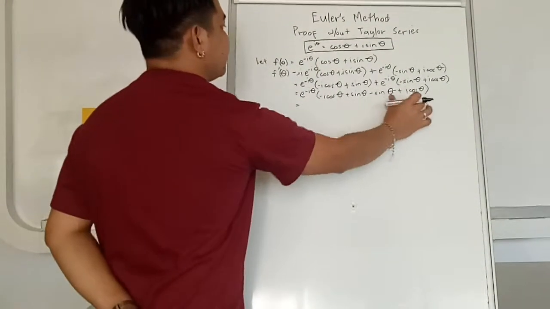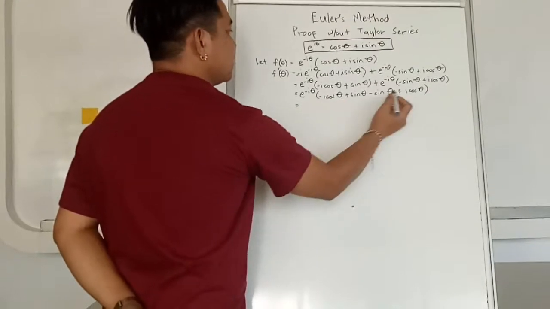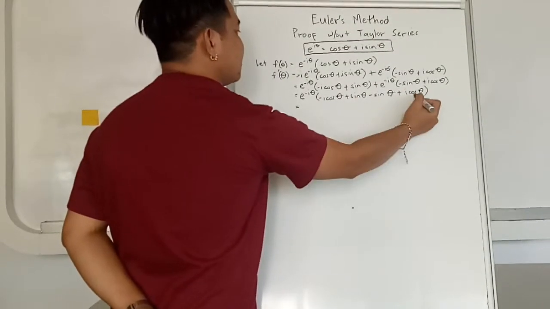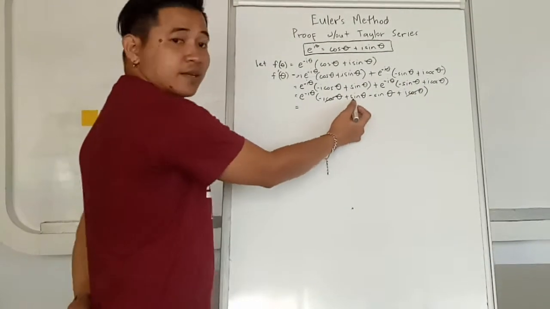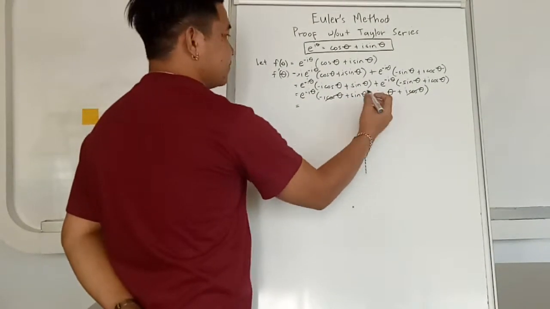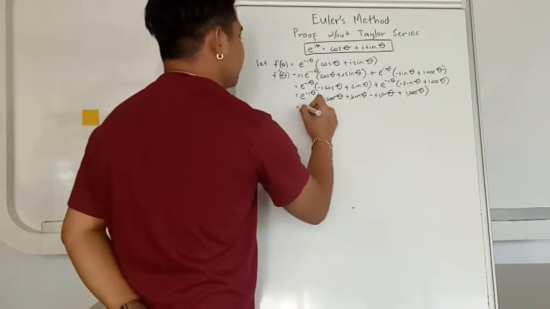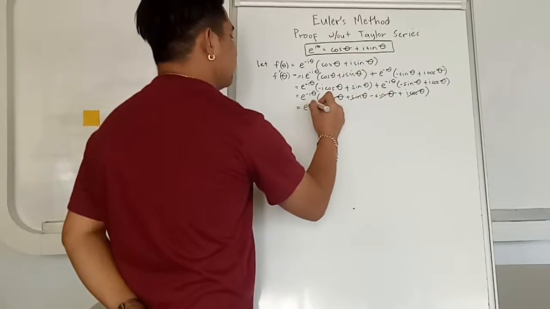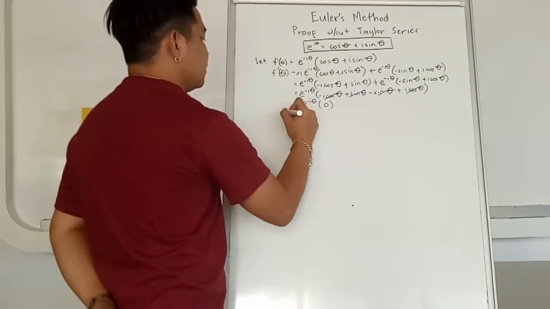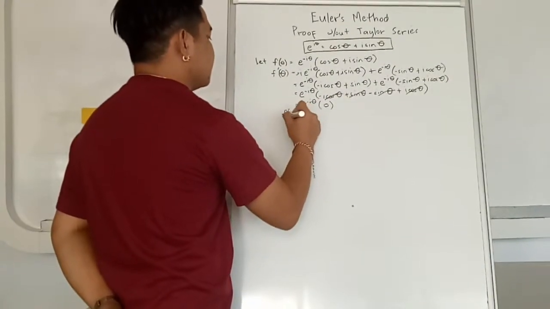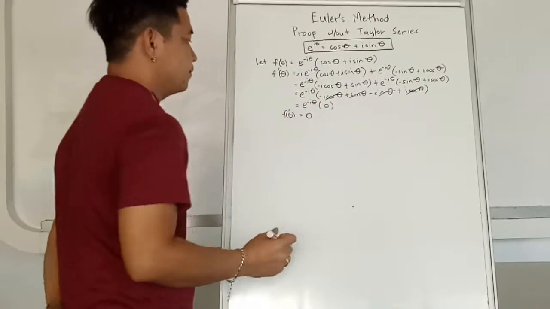So we evaluate. The i sine and the i cosine terms cancel, and the sine theta and the negative sine theta cancel. So we get e raised to negative i theta times 0. So our derivative of f of theta is equal to 0.